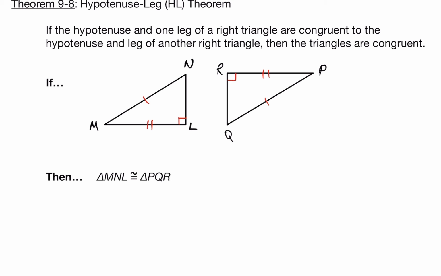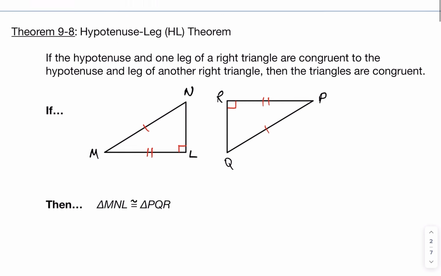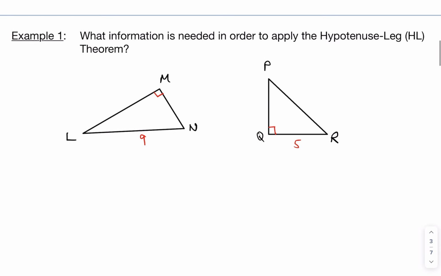And the easiest way to remember is actually in the name itself, because we have the word hypotenuse and the leg. So if both the hypotenuse and the leg of a right triangle, not just any triangle, but a right 90-degree triangle, are congruent to the hypotenuse and the leg of another right triangle, then we know that both of those triangles are congruent. Okay. So let's go ahead and move on to example 1.